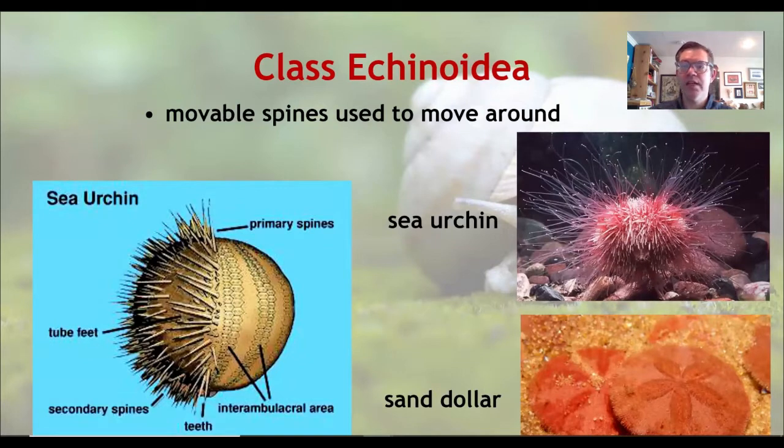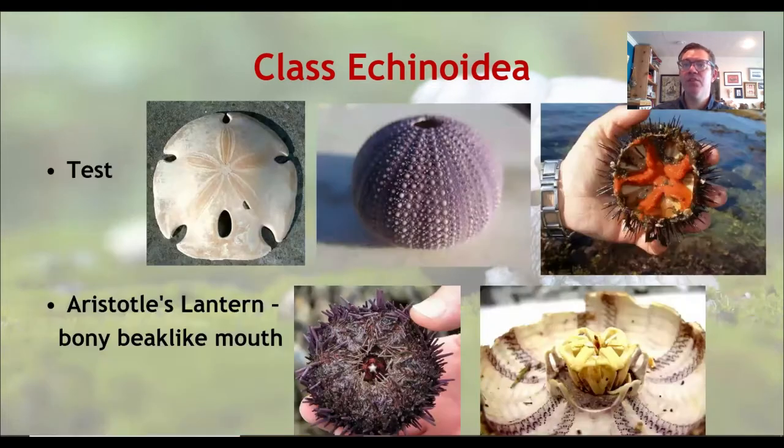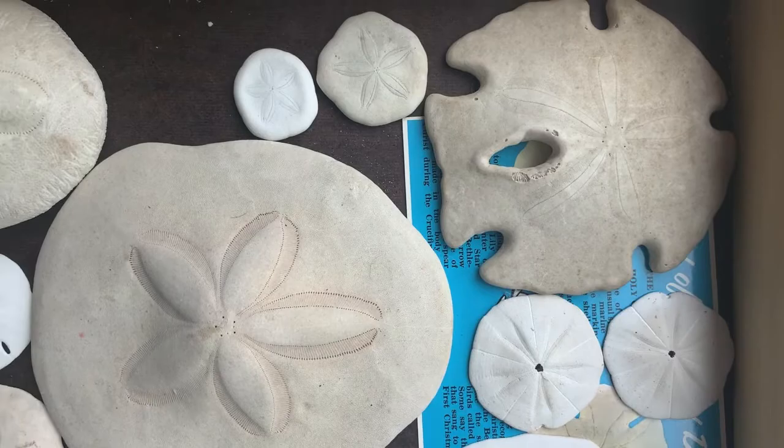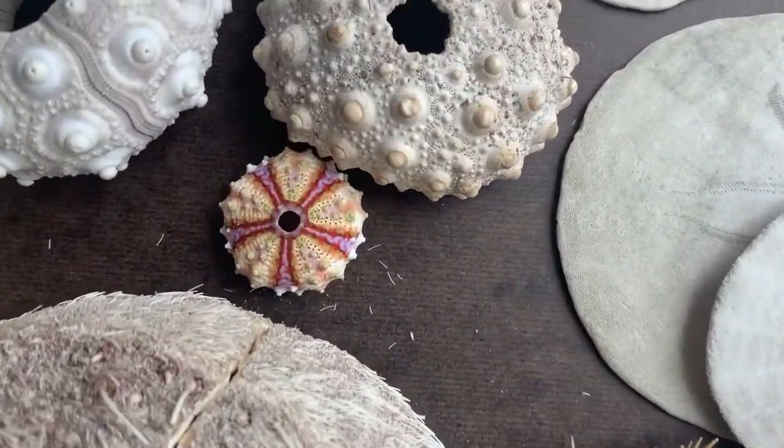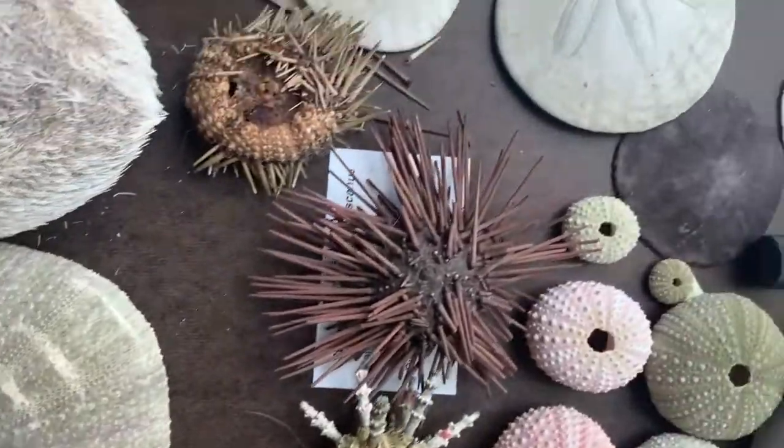The class Echinoidea includes sea urchins and sand dollars. You have probably never seen these animals alive, but they both have tube feet and spines that stick out when they are living to help them move. These dry out and fall off when they die, and all that is left behind is their test. Here are some tests from some sand dollars and sea urchins. You can see they come in a variety of shapes and colors.